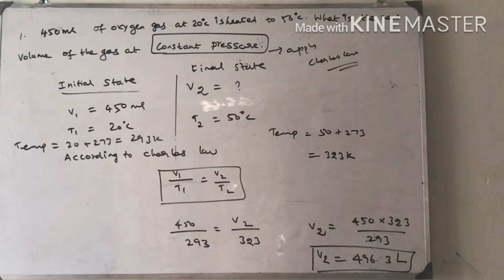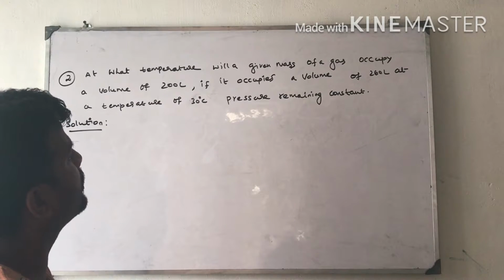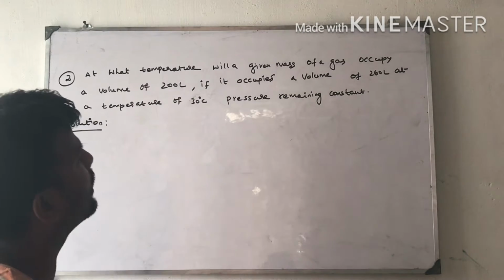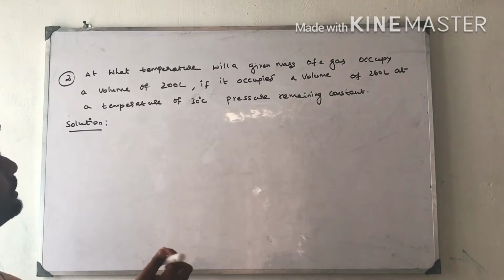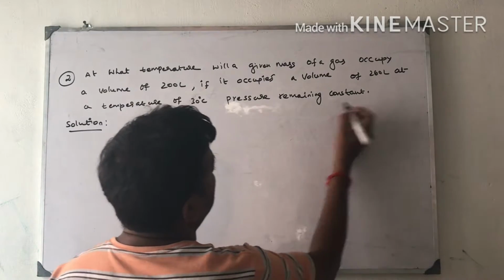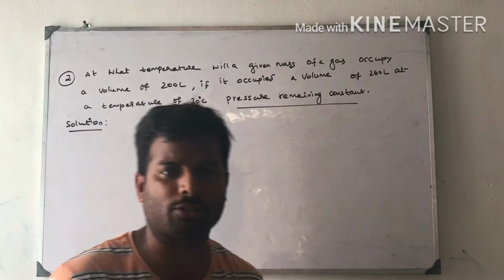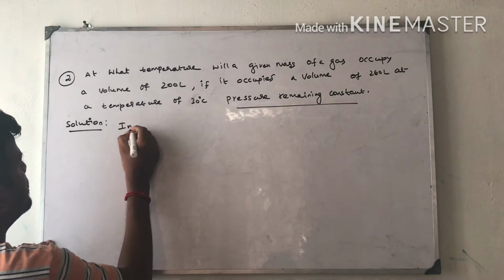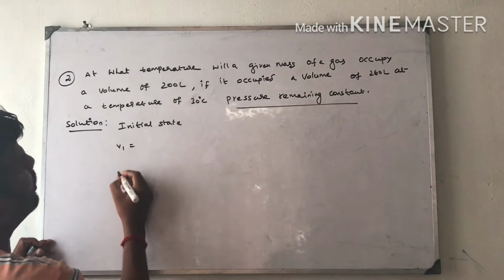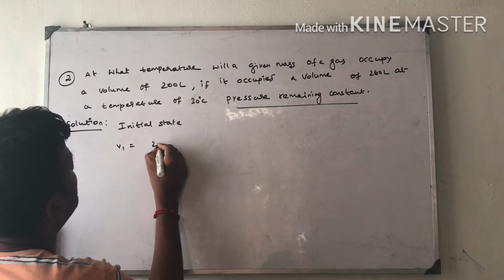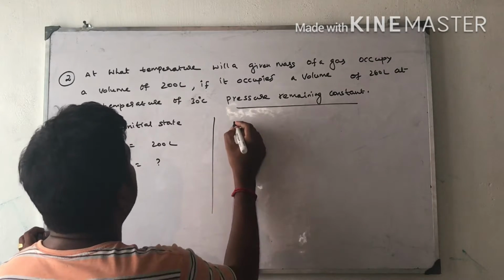Now I am going to solve one more problem. Question number 2. At what temperature will a given mass of a gas occupy a volume of 200 liter if it occupies a volume of 260 liter at a temperature of 30 degrees Celsius, pressure remaining constant? Here pressure remains constant, so this also comes under Charles law. Now we have to write the initial state. V1, the volume given is 200 liter. What is the temperature given? Nothing given.